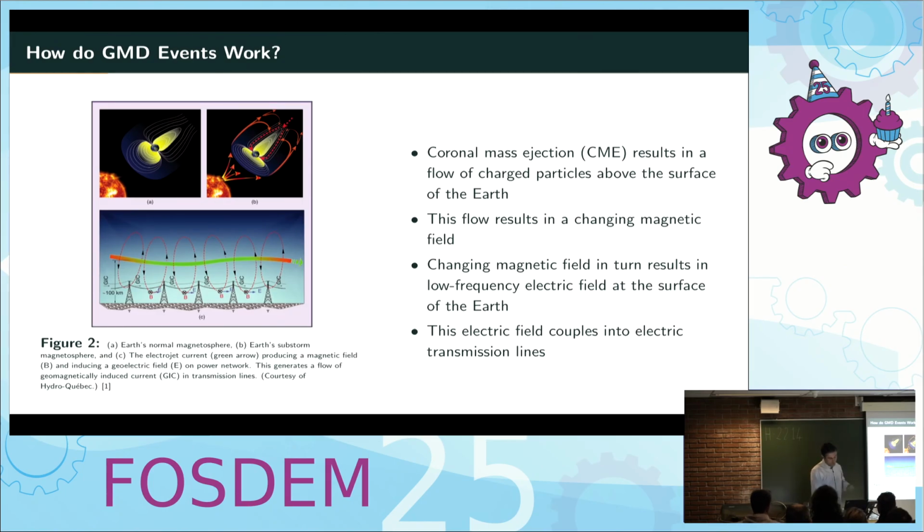Anyway, so how do these work? So what we have is charged particles coming off of the sun. They get trapped in the Earth's ionosphere, or magnetosphere, and they form a net current flowing above the surface of the Earth through the electrojet. So this induces a magnetic field and in turn an electric field on the surface of the Earth, and this will couple into electric transmission lines.